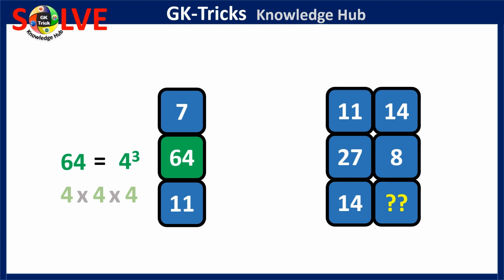Now add this 4 to the first number in the column, which is 7. 7 plus 4 equals 11, and that matches the third number in the first column.